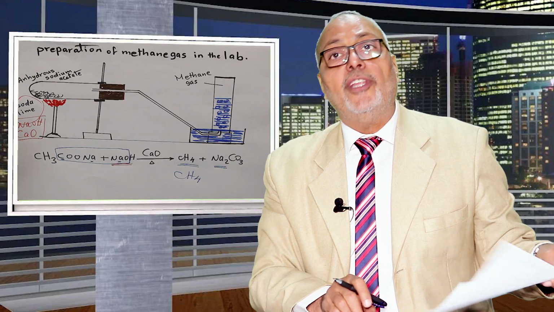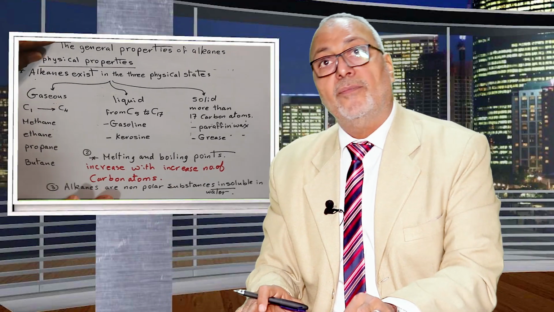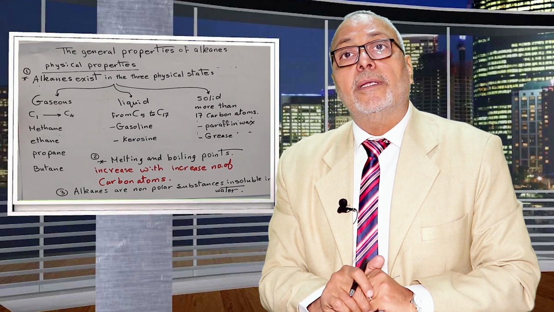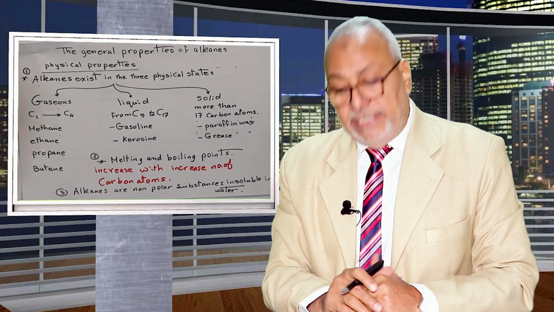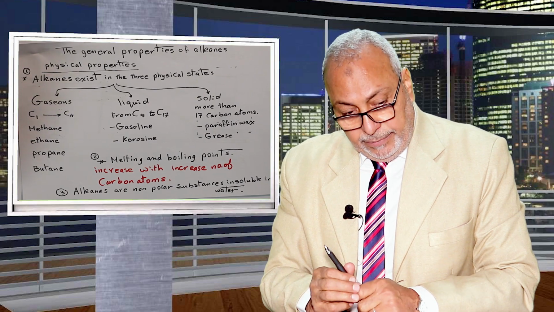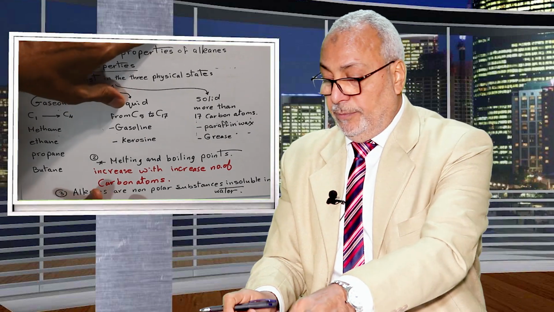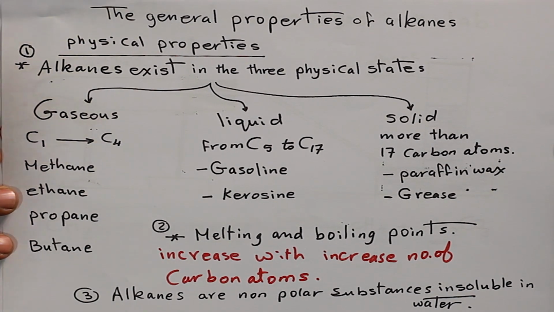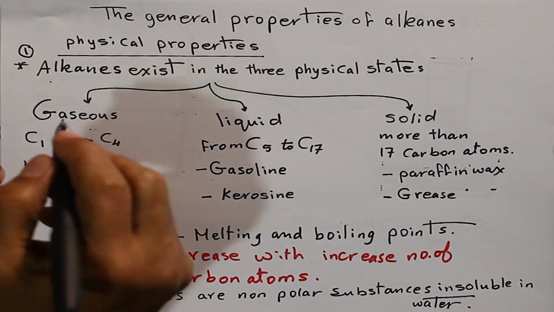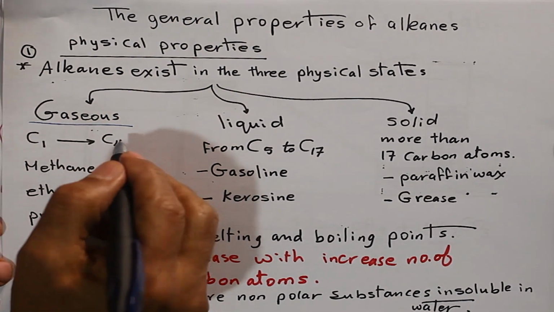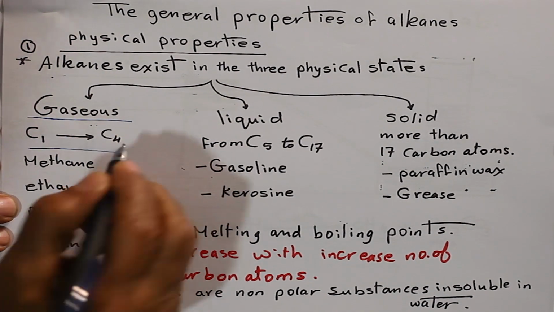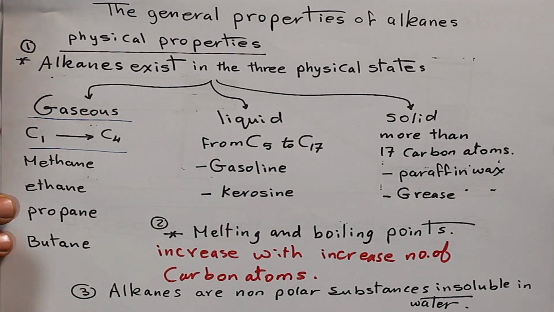What are the general properties of alkanes? To study alkanes, number one, we will study the physical properties. Alkanes exist in the 3 physical states, solid, liquid, and gas. We must know this fact. Gases are the group of compounds from C1 to C4. What's meant by C1 to C4?